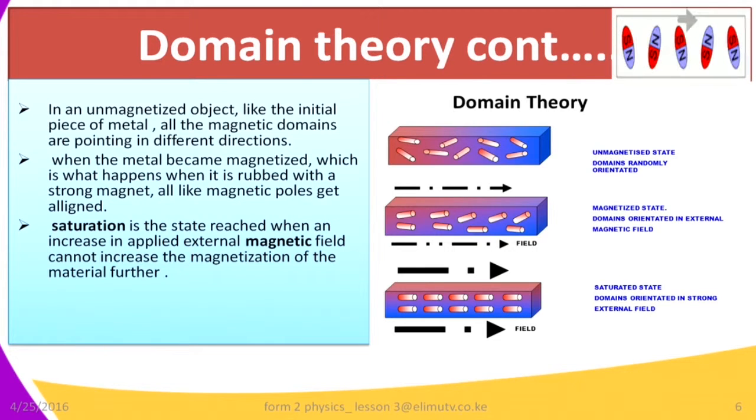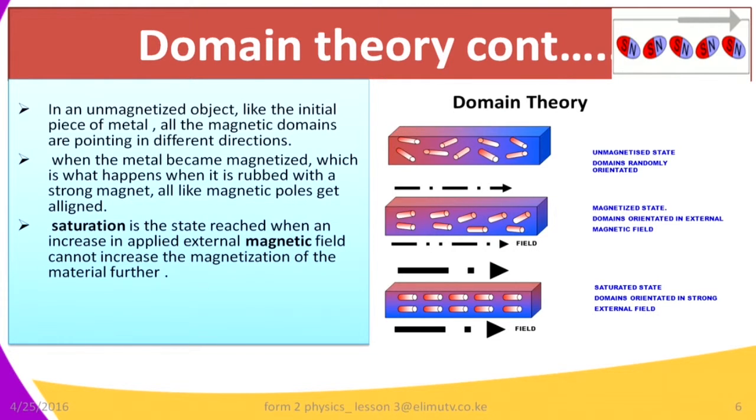Just to again understand this, let's have this demonstration here. So this one now summarizes what magnetic saturation is. The first one is an unmagnetized state, domains randomly oriented. So the domains are randomly arranged. In the middle, we have the magnetized state, domains oriented in external magnetic field. At least most of them are facing in a specific direction.